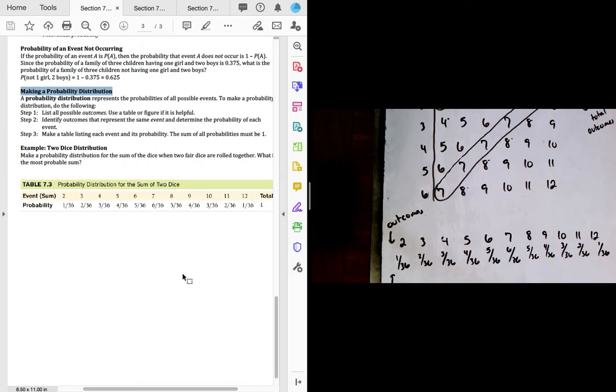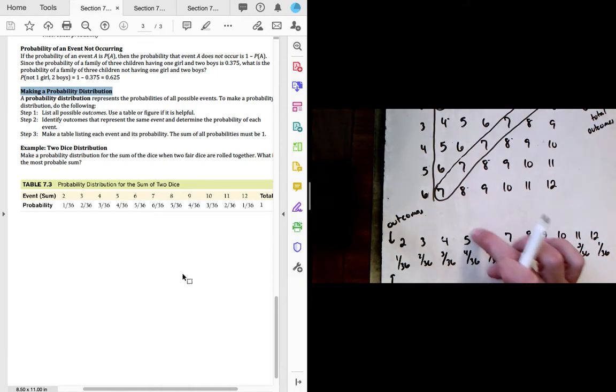But now that I have this probability distribution, I can answer all sorts of questions. A question could be, what's the probability I roll 2 dice and the sum is a 5? Well, I already have that number right here. It's 4 out of 36.